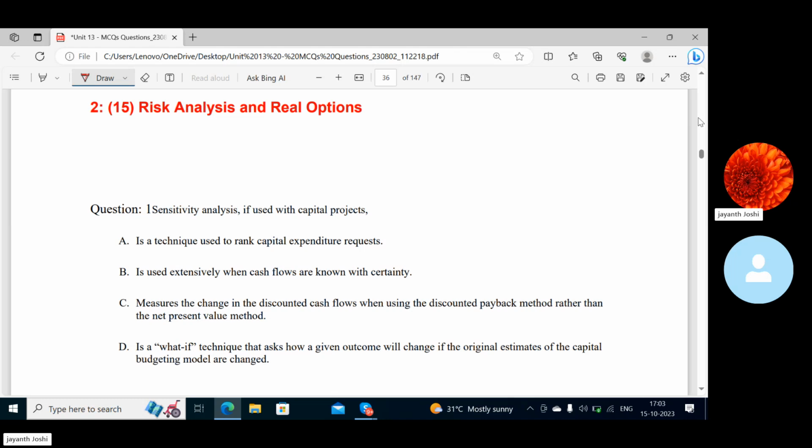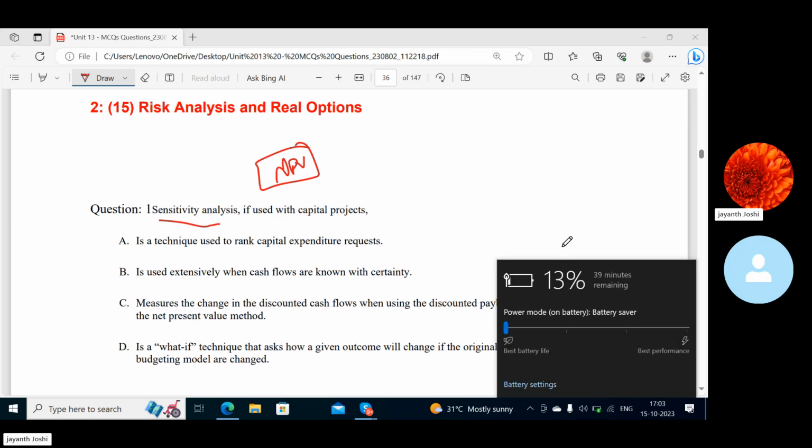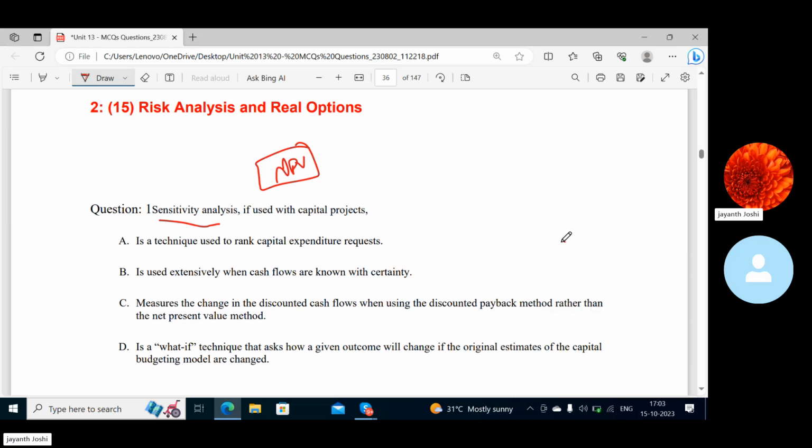Sensitivity analysis, if used with capital projects. Sensitivity analysis tells us how sensitive the project's NPV is with respect to certain project variables. In the sense, if the sales price changes.